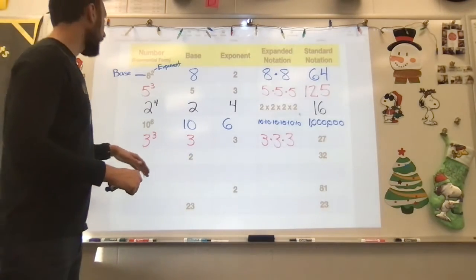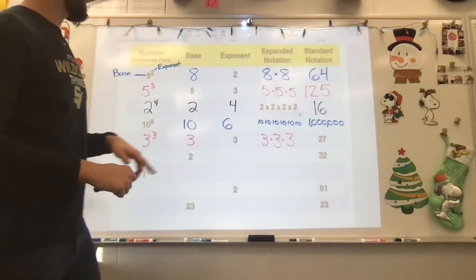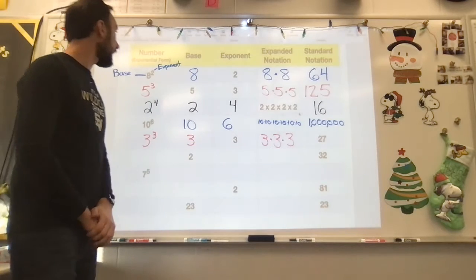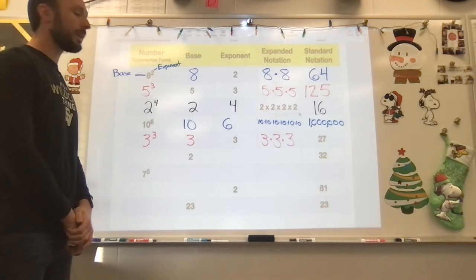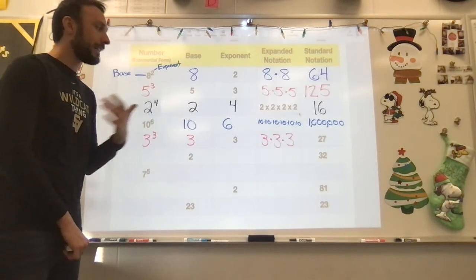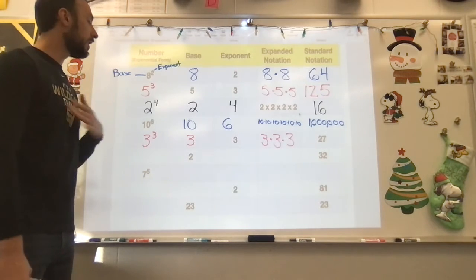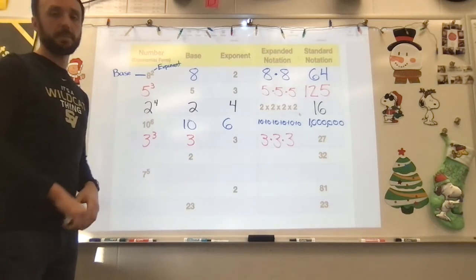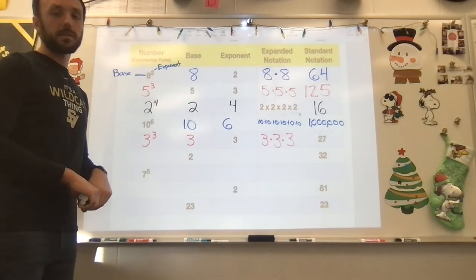On the next one, I have a base of 2 and an answer of 32. But I don't know my exponent and I don't know my number. All I know is I'm going to be using 2 to multiply it by itself until I get to 32. So if all I'm given is the base and the standard notation, I'm going to start in the expanded notation form and work from there.